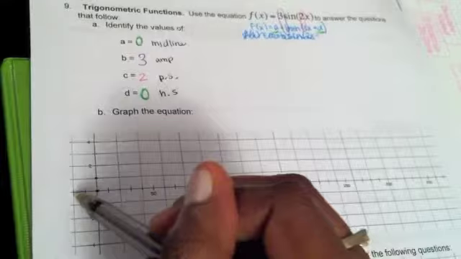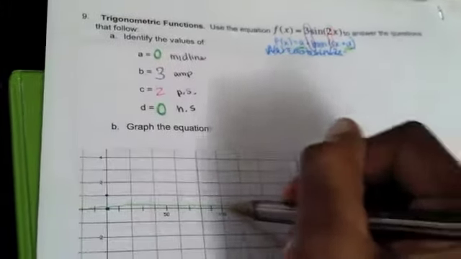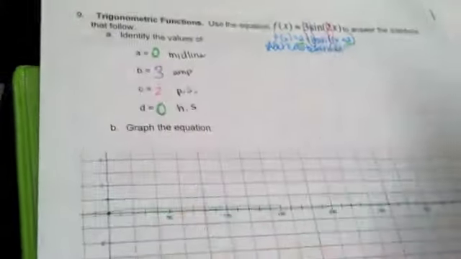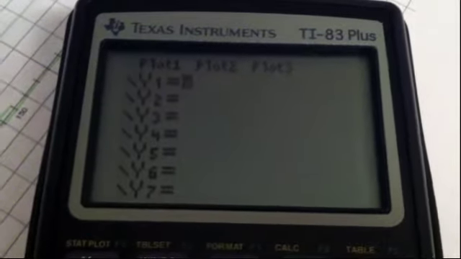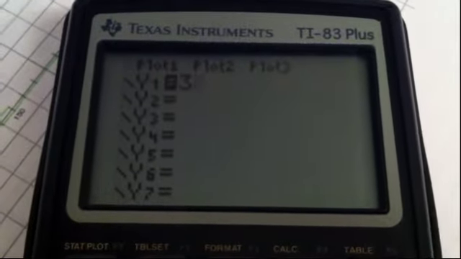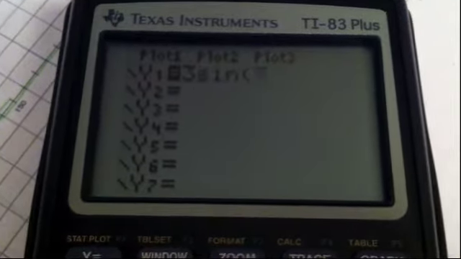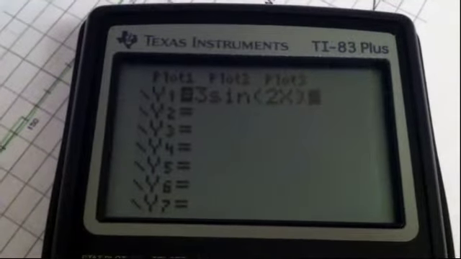Since the midline is 0, or a equals 0, I can draw the midline where y equals 0, or the x-axis, y equals 0. There's my midline. Now to graph the rest of my sine function, I'm going to use my calculator. In y equals, I'm going to type my function 3 times the sine of 2x, and then graph.